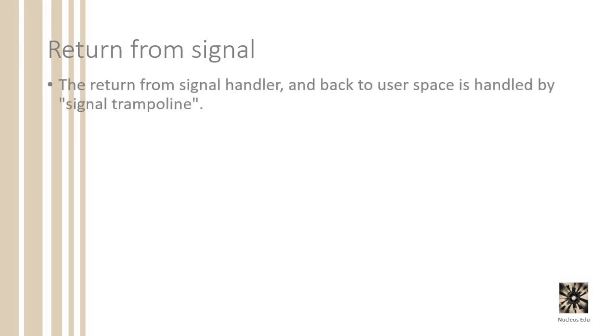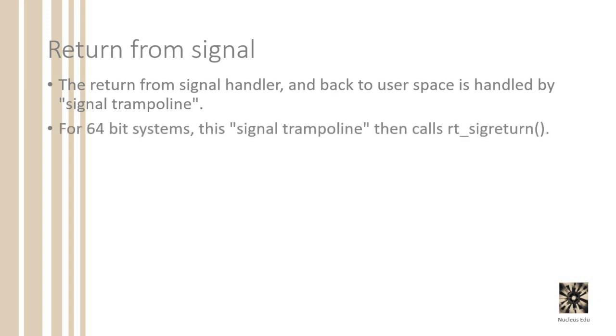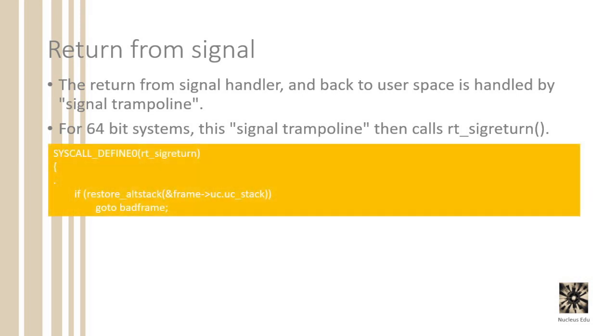Right, once the signal handler completes execution, it has to return back, right? After execution of the signal handler, the code has to return to user space. Now the kernel arranges this return. Upon return from the signal handler, control passes to a piece of user space code commonly called the signal trampoline. The signal trampoline then calls the sigreturn code, and for a 64-bit system, this is called rt_sigreturn. It's basically a system call, and this is how it looks.